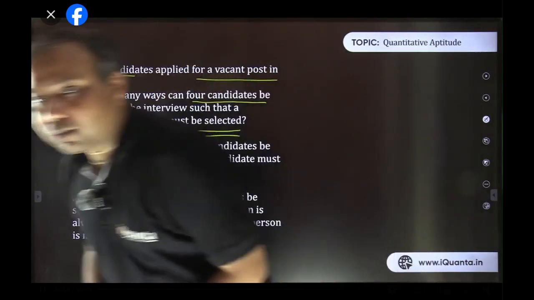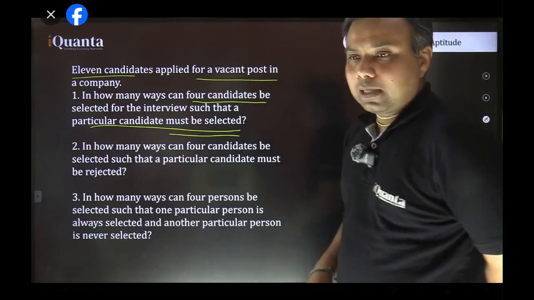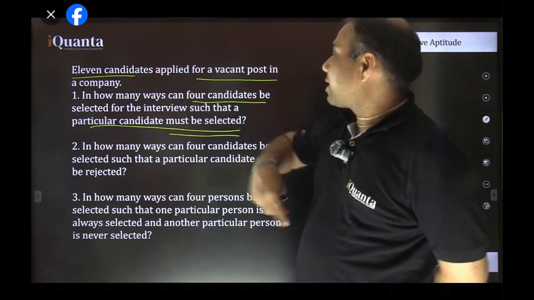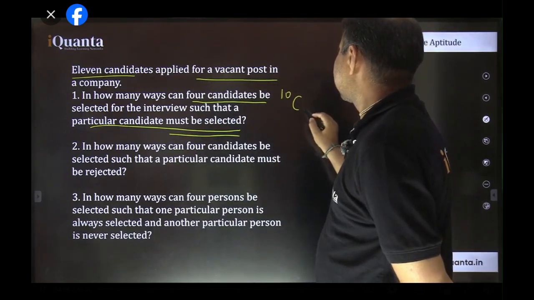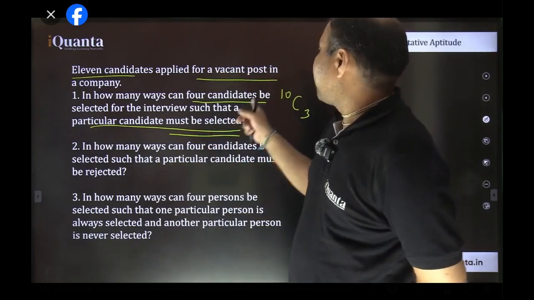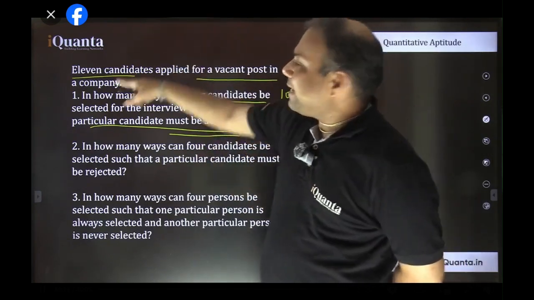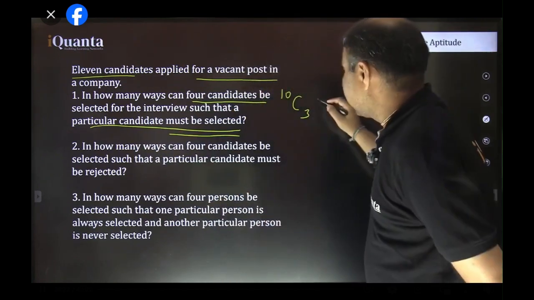No formula there. One particular candidate needs to be selected, and then out of the 10 remaining, I need to select 3 more. So yes, that's correct. 10C3 is right. Exactly. एक तो रहेगा ही. Whatever that particular person is, that is already selected. So out of the remaining 10 candidates, I need to select 3 more. Fine. Is it okay? Good. Let's move to the next one.